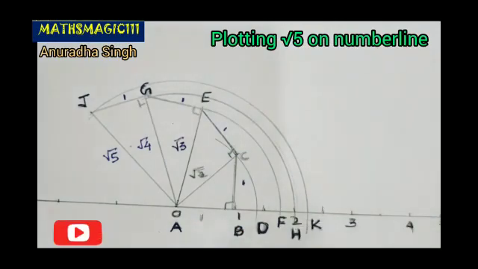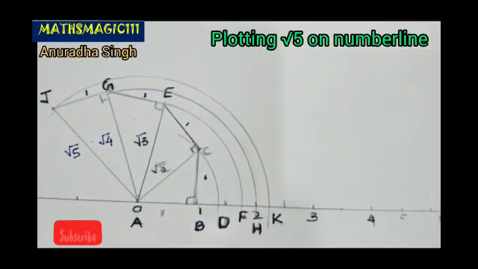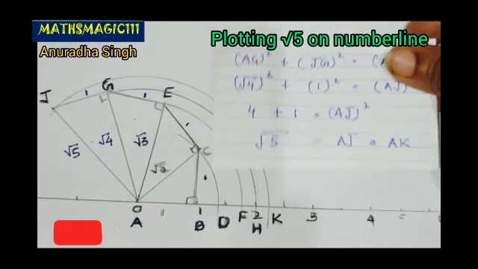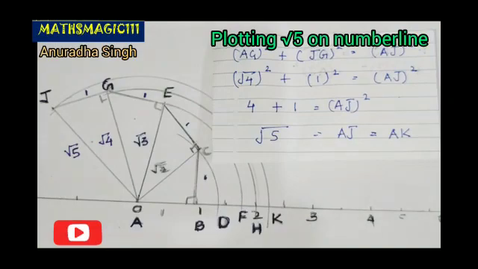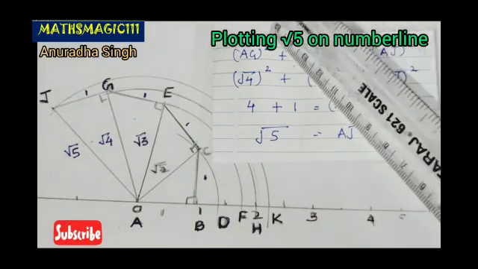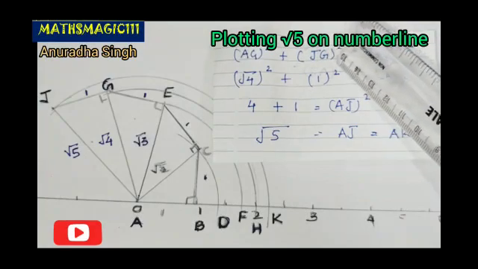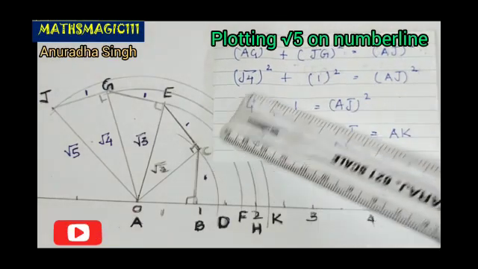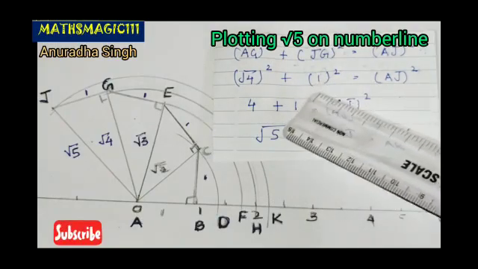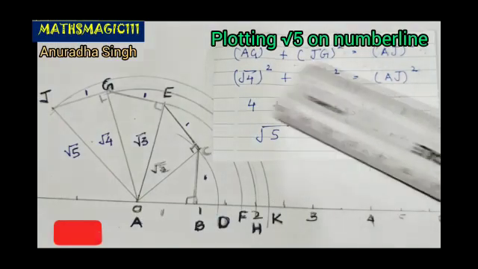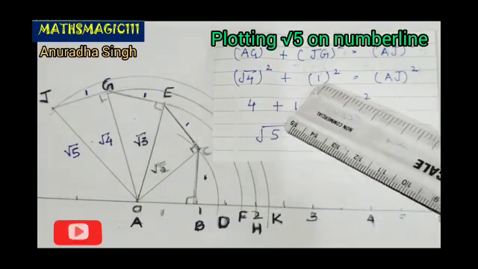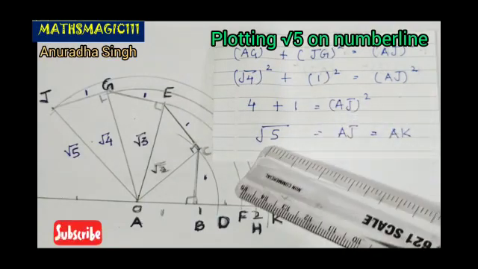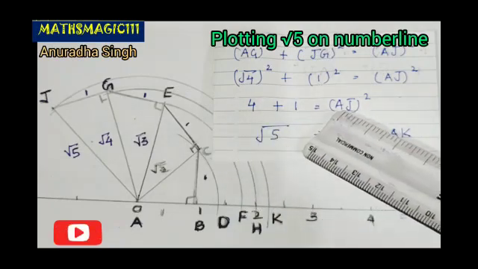So I'll be explaining the theory also. You can see AG square plus GJ square. Where is AG square? This is AG square, root 4 का square. GJ square, this is root 1 का square, it is 1 का square. So root 4 square plus 1 square is equal to AJ square. Root 4 square is 4 and 1 square is 1, so it is equal to AJ square, and because 4 plus 1 is 5, 5 is equal to AJ square.